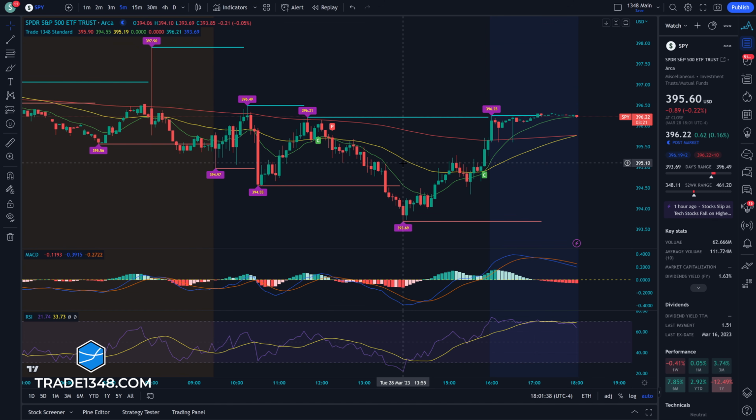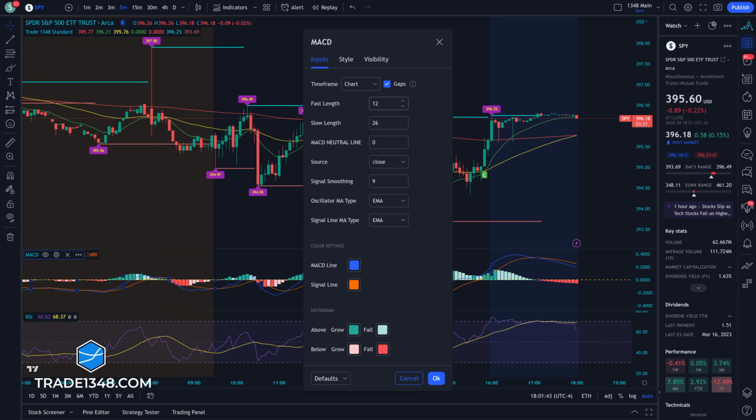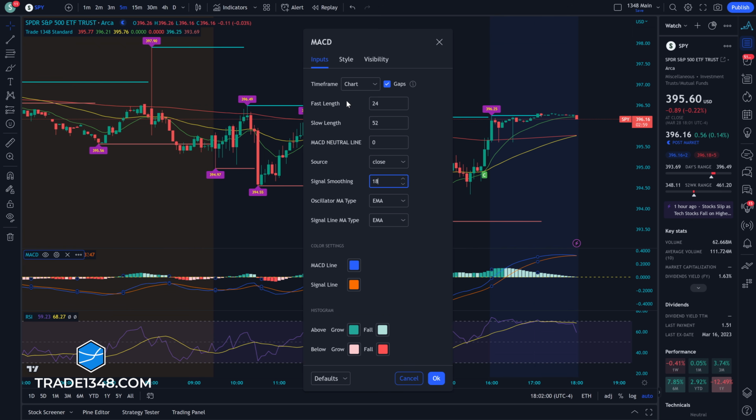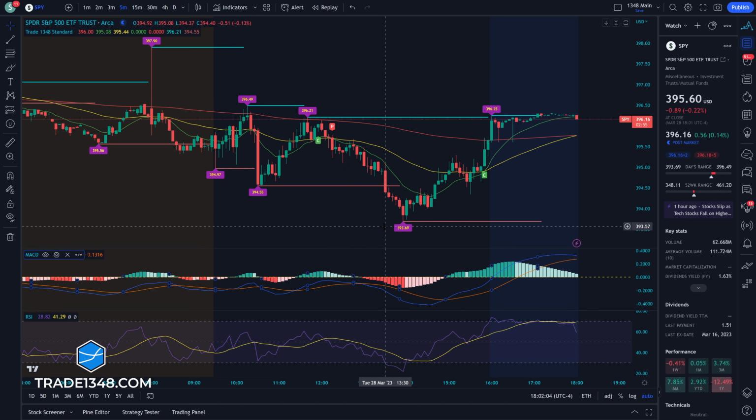Now, we do use other indicators, and a lot of you are used to using the MACD with default settings. You have fast length 12, slow length 26, and signal smoothing 9. What we're going to do is double this. So 12 becomes 24, 26 becomes 52, and signal smoothing becomes 18. What we have is a smoother MACD that follows along, right? And guys, you will find that these settings work really, really well on larger time frames as well.